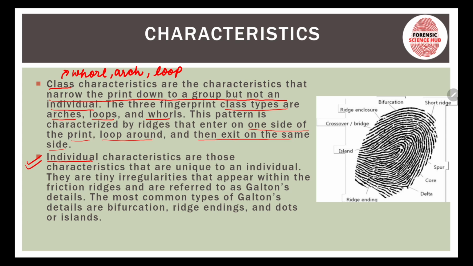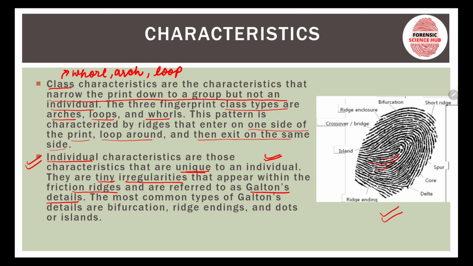So if we need to narrow down our investigation to a particular individual, we need to match the individual characteristics. Individual characteristics are those characteristics that are unique to an individual, right? They are tiny irregularities that appear within the friction ridges and are referred to as Galton's details. Now in our fingerprints, here you can see there are a number of tiny irregularities like this ridge, this, right? And all of these are unique in their own sense because there are a number of ridge characteristics.